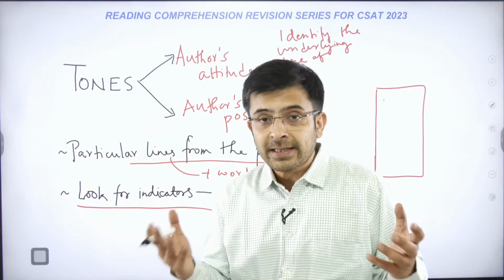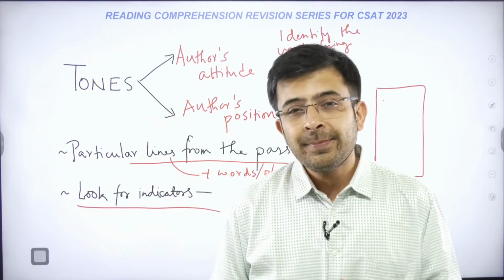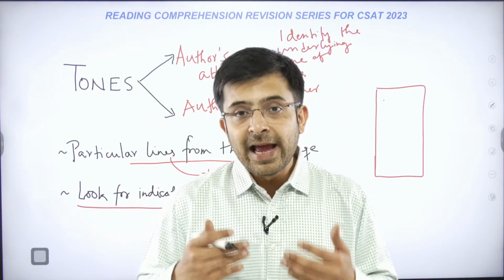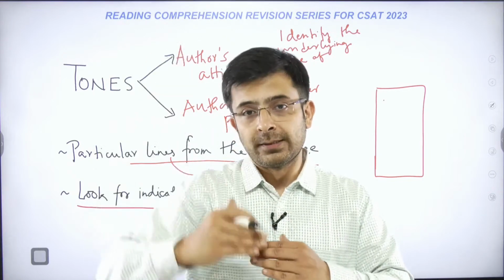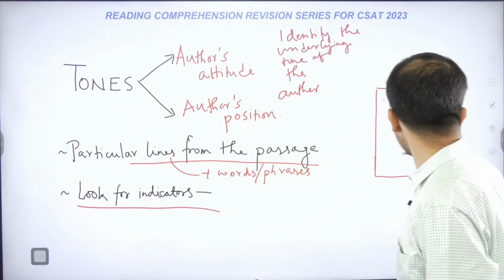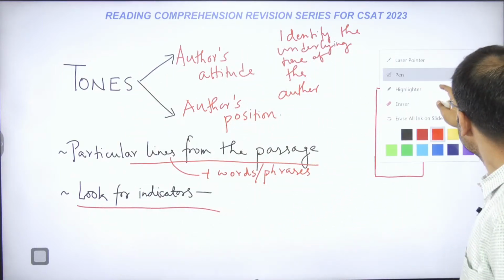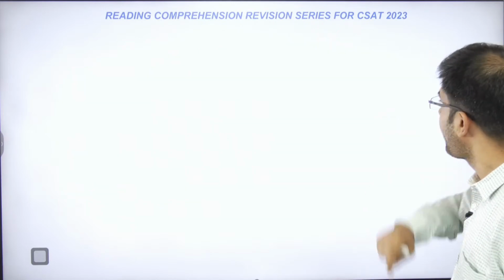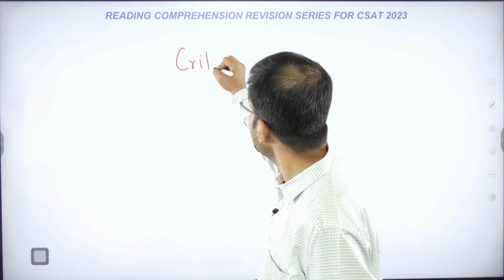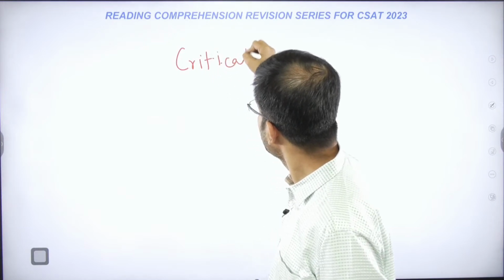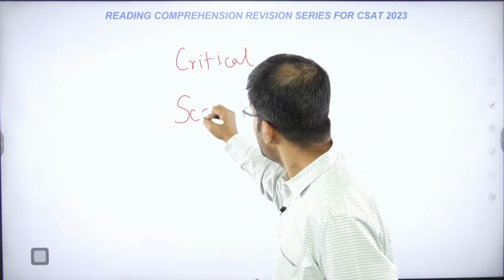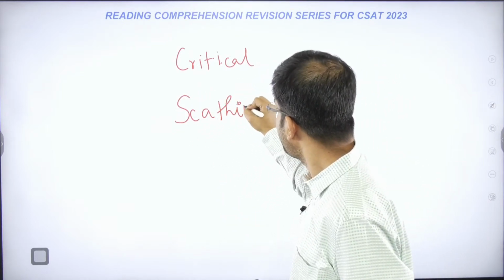Okay? Now at times, you might see that he is being, say, critical of a particular idea. However, in that too, you have a degree of words. So something, say, if he is being scathing, okay? For example, one word, let me just quickly erase this. So for example, if an author is being critical of something, okay? Let me just frame it for you.